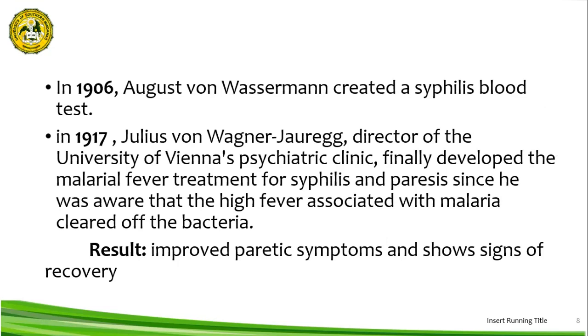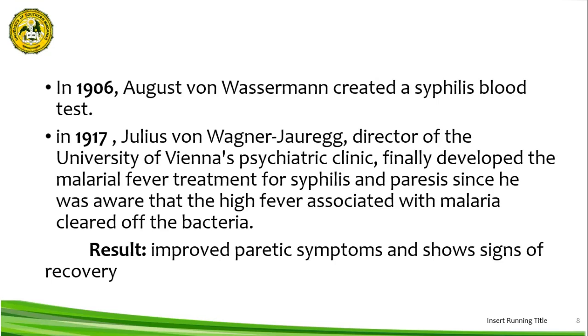In 1906, August von Wassermann created a syphilis blood test, and this advancement made it feasible to screen for the syphilis bacteria in a person's bloodstream before the infection's most serious symptoms appeared, because Krafft-Ebing had discovered that syphilis and general paresis are connected, and when there is syphilis, there might be a greater chance of general paresis, which could lead to death.